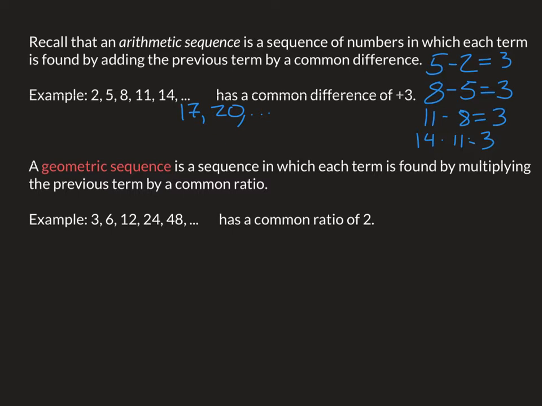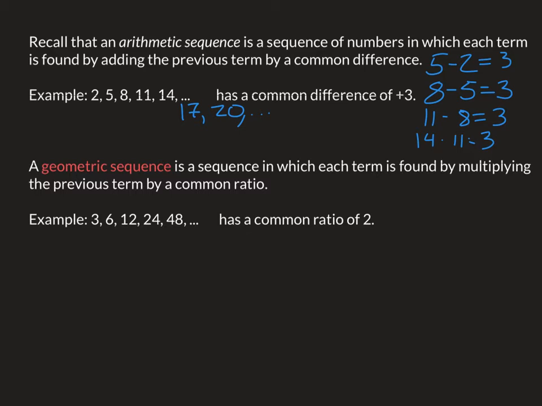Now a geometric sequence is also a sequence, but this time each next term is found by multiplying the previous term by some common ratio. Here in my example I have 3, 6, 12, 24, 48, and so on. And it's noted that it has a common ratio of 2.